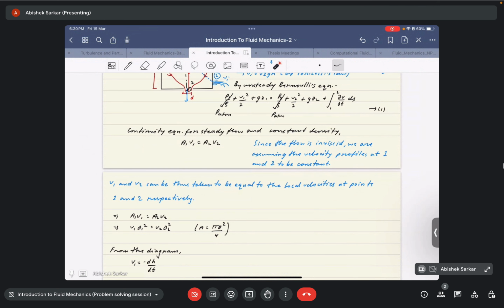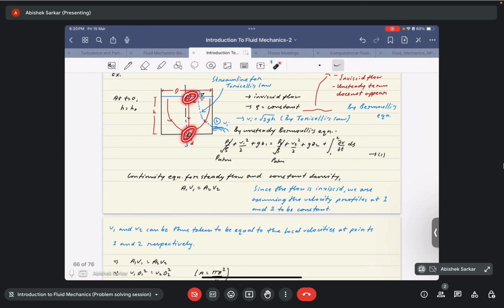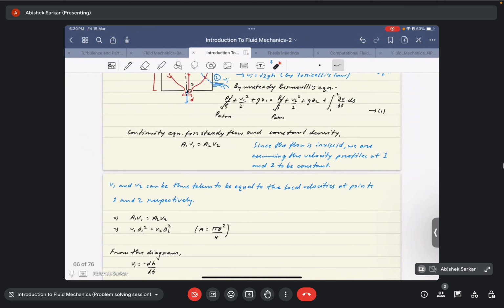Now by applying the continuity equation between points 1 and 2, we can write A1 V1 is equal to A2 V2.